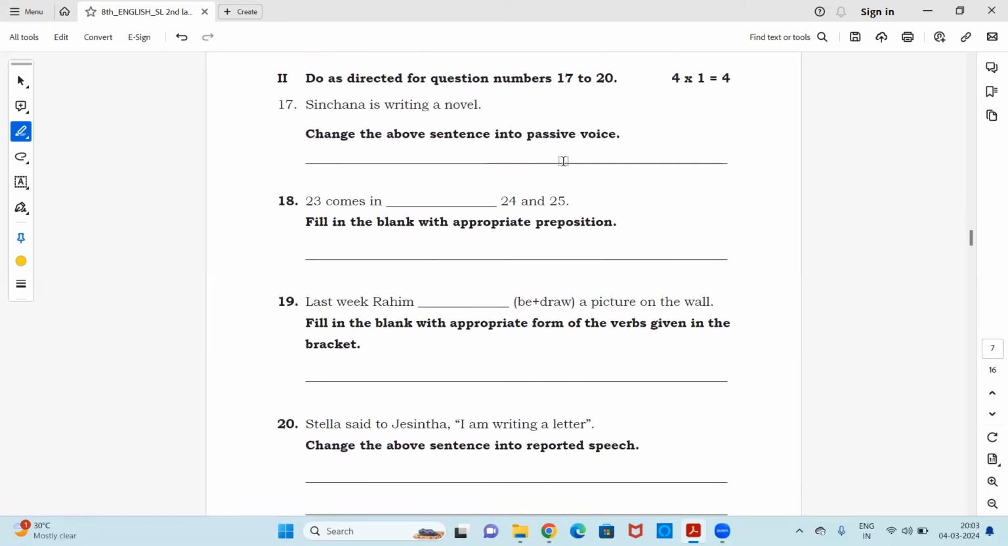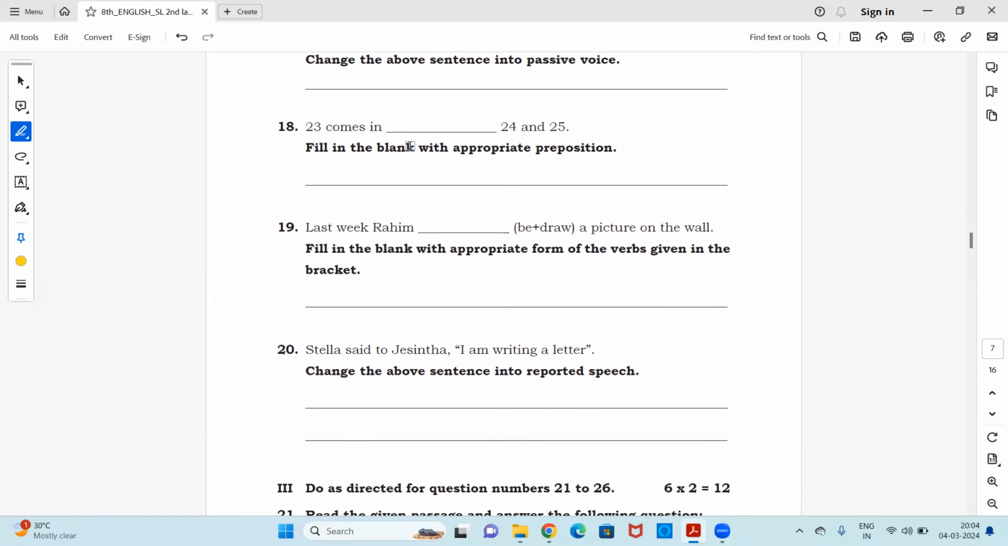Okay, next. Do as directed. Now you have 4 questions, 1 mark each. Sinchana is writing a novel. Change the above sentence into passive voice. What will you write in passive voice? A novel is being written by Sinchana. Okay, the subject will come into the last and the object will come in the first.